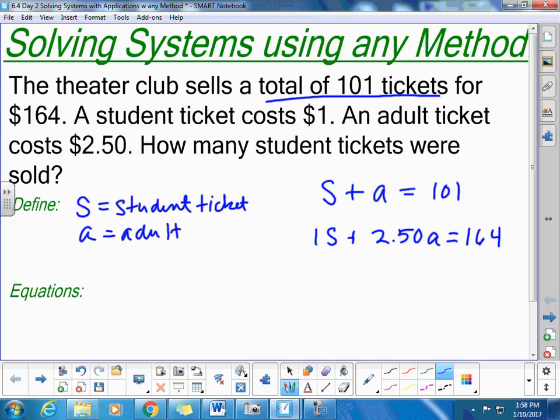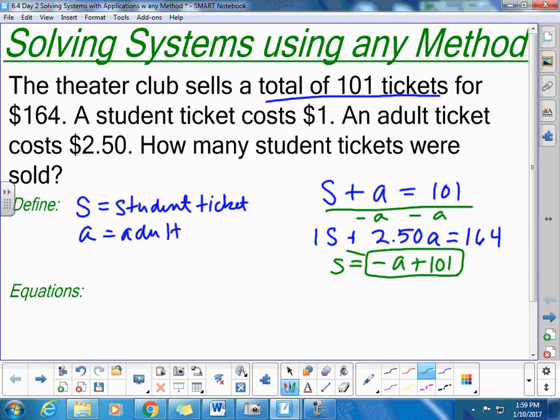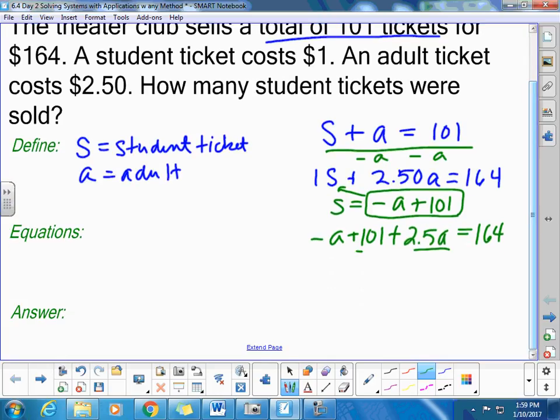If we're going to do, let's try substitution this time. I'm going to solve this first equation for S by subtracting A on both sides. And I would get S equals negative A plus 101. So there's my S. So right here, I'm going to substitute in negative A plus 101 plus 2.5A equals 164. So combine my like terms. This is negative 1A, so I have 1.50 A's plus 101 equals 164.